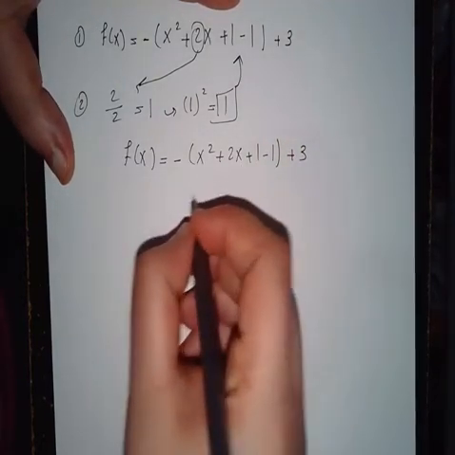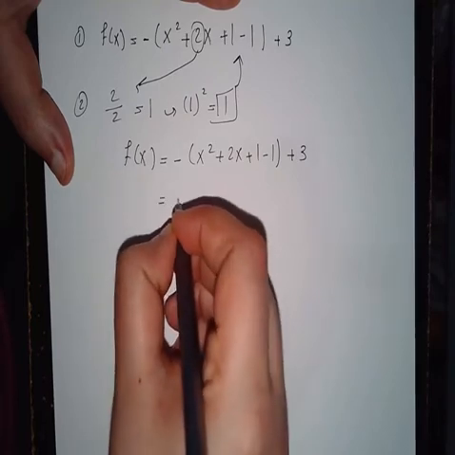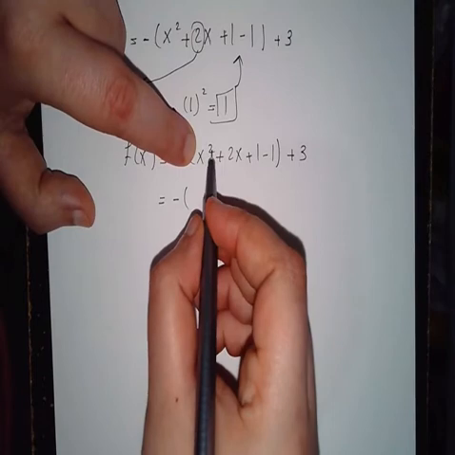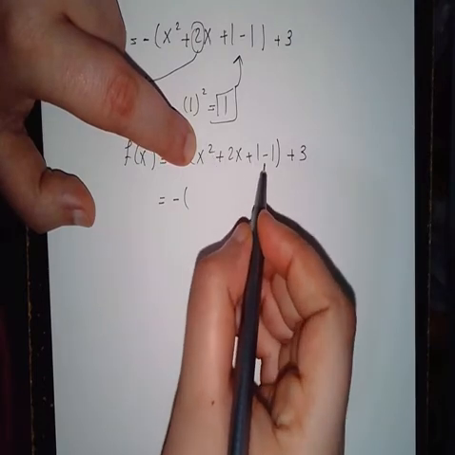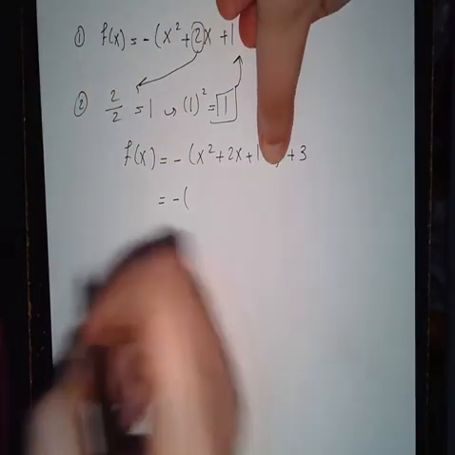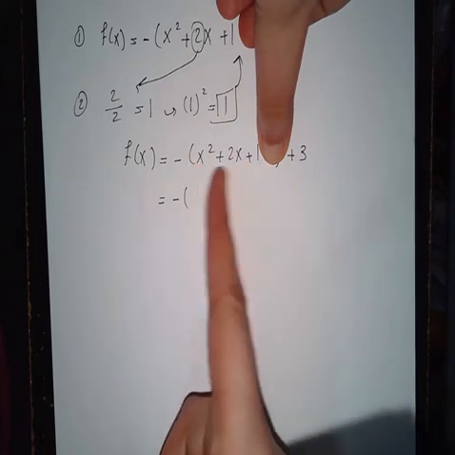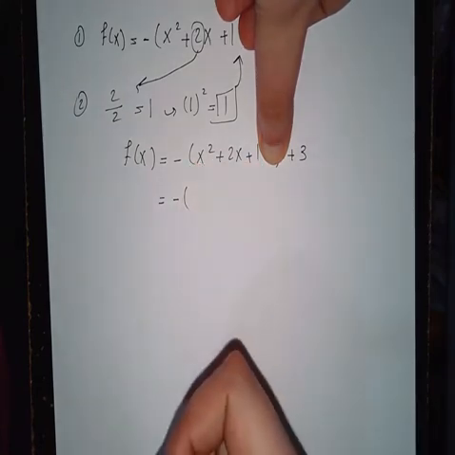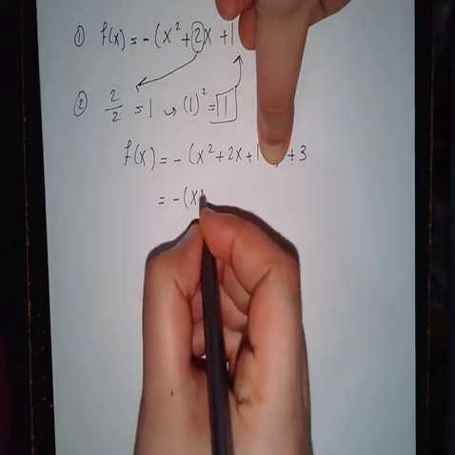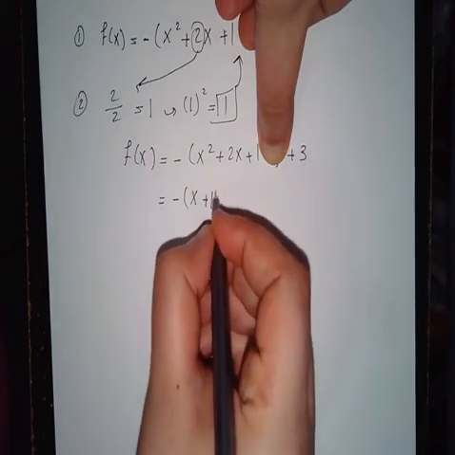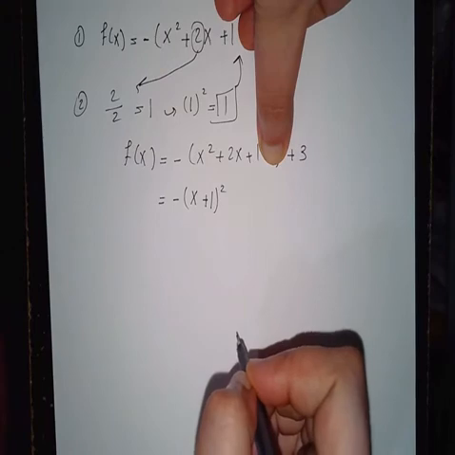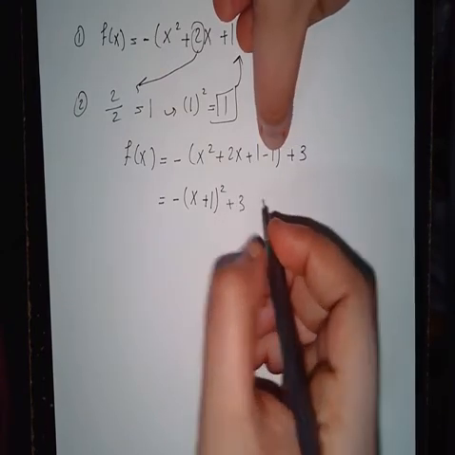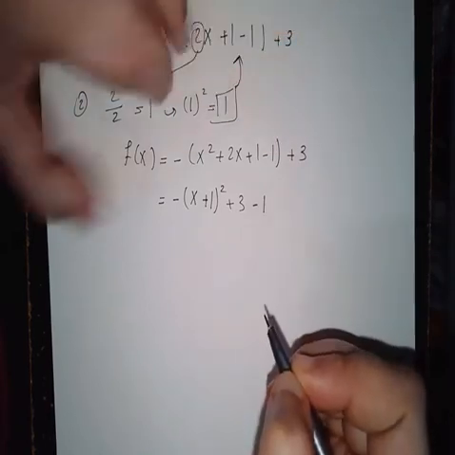That means that the negative on the outside remains the same. I'm keeping the x squared plus 2x plus 1. Right? I'm only removing the negative 1. All of this right here together, if you factor this, is going to give you the same pair of parentheses multiplied by itself, which is what? x plus 1 squared. Right? And then I'm going to add the 3 I have and the 1.